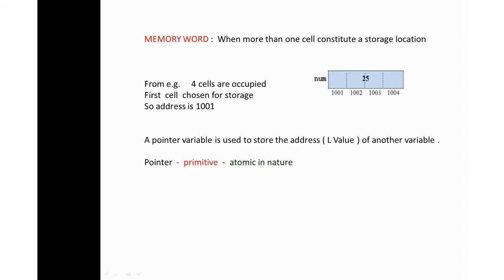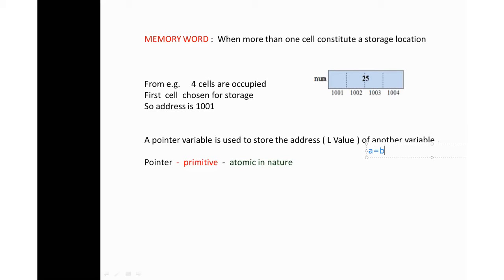The next important topic: a pointer variable is used to store the address value of another variable. So far you have learned statements like A equal to B, which means that the value of B is assigned to A. Like this you have written statements so far in your C++ programs.